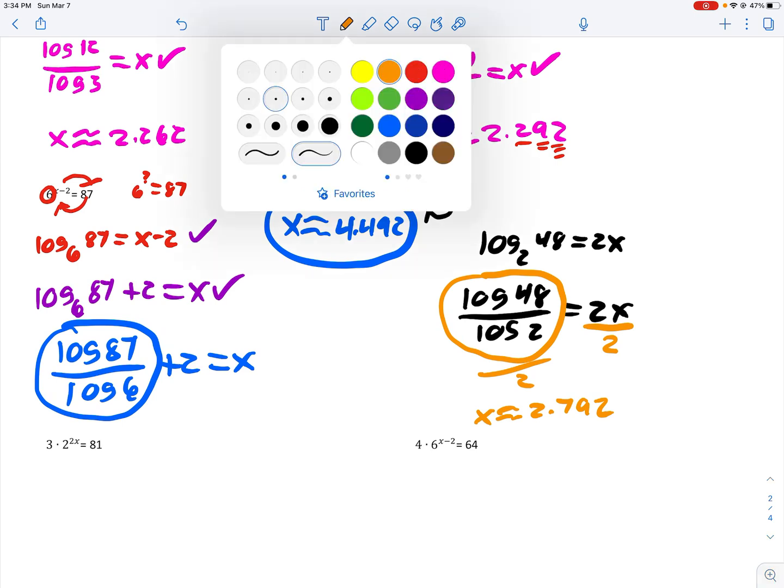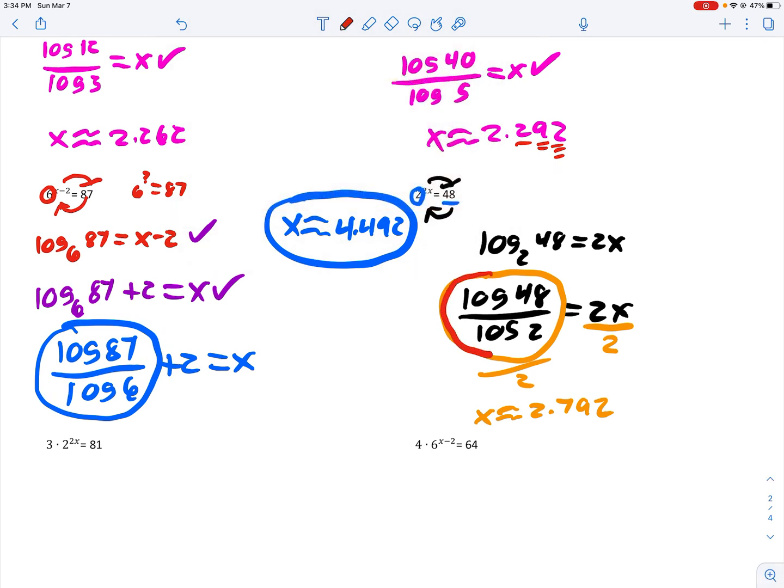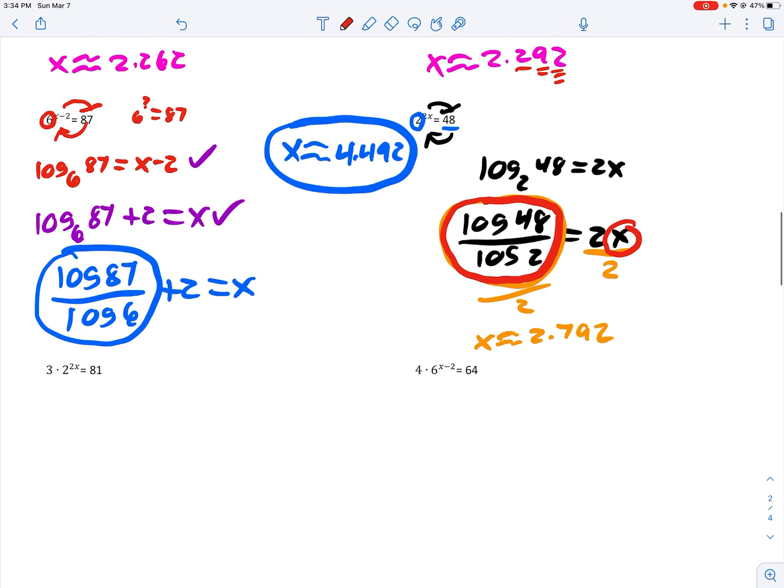So again, I would plug what I'm circling in red into my calculator first. So do that now. Once you figure out your answer, then divide it by 2 because you're solving for x, and right now I have 2x. So whatever answer you got when you did log of 48 divided by log of 2, you got to cut it in half. And you should get around 2.792.